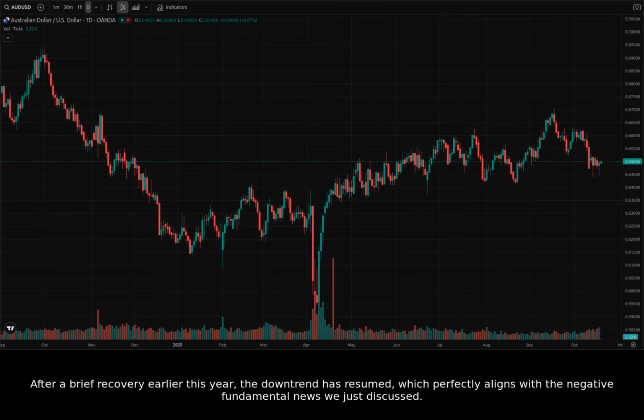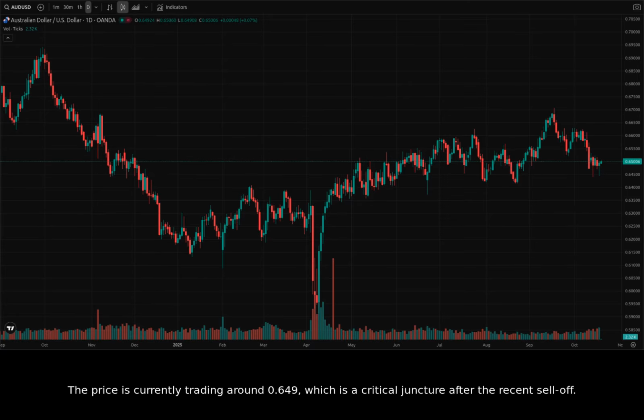After a brief recovery earlier this year, the downtrend has resumed, which perfectly aligns with the negative fundamental news we just discussed. The price is currently trading around 0.649, which is a critical juncture after the recent sell-off.